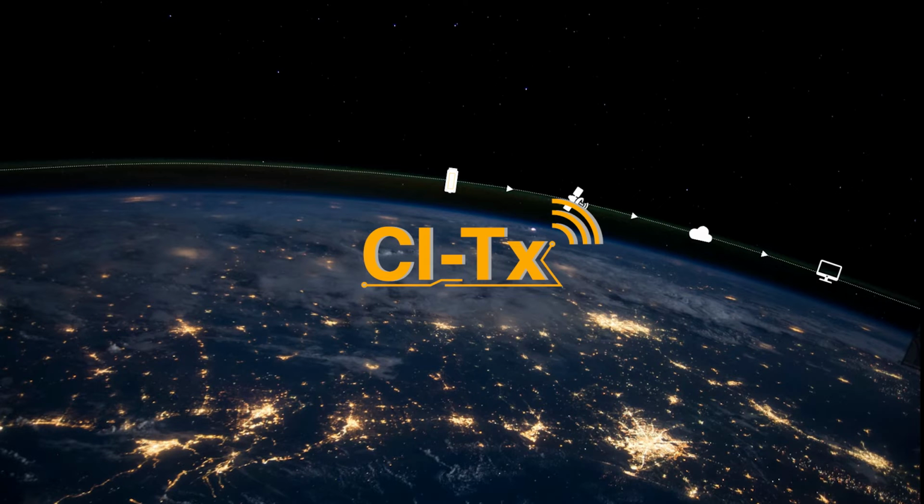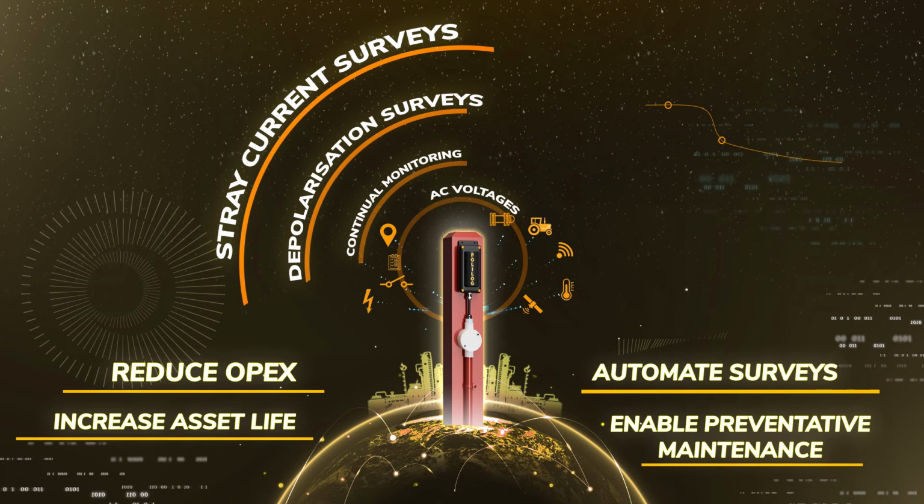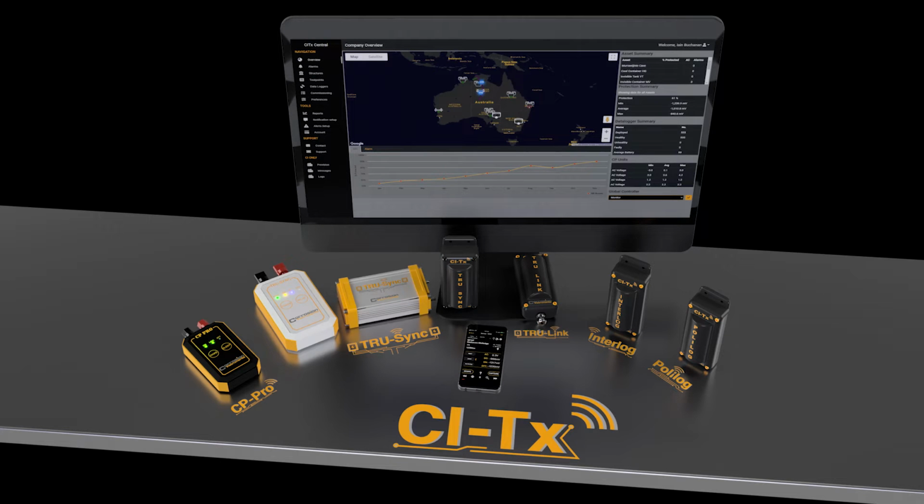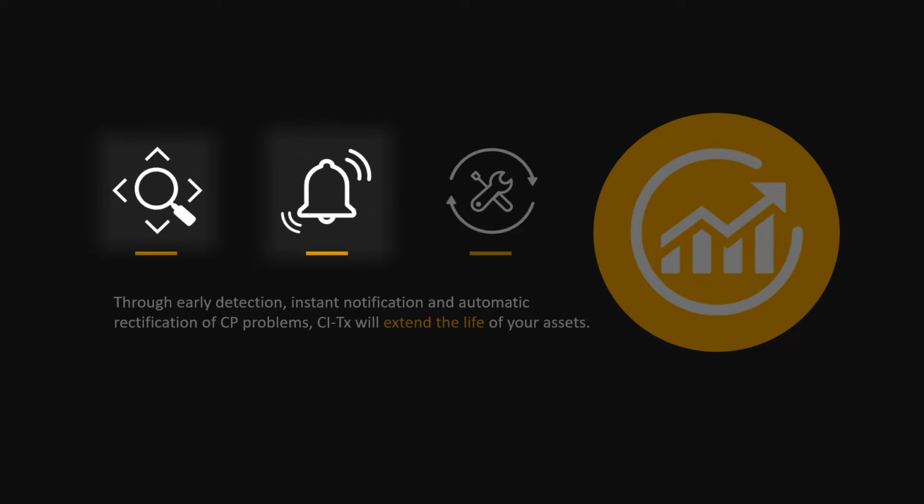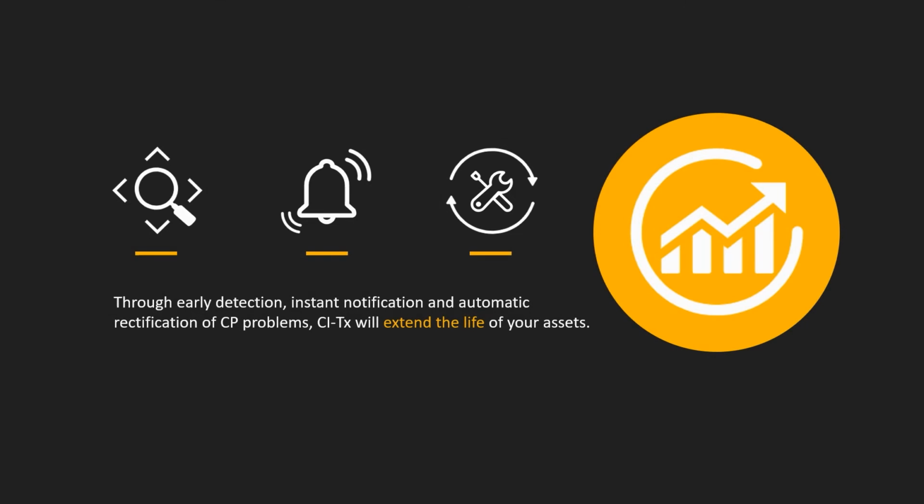Sciteex was designed and built from the ground up to be an all-encompassing CP monitoring, management, control, and reporting system. The system combines data-gathering hardware, control and interruption hardware, and a purpose-built, powerful and intuitive web application to enable continual monitoring, automatic surveys and precise closed-loop control of your CP system. Through early detection, instant notification, and automatic rectification of CP problems, Sciteex will help extend the life of your asset.